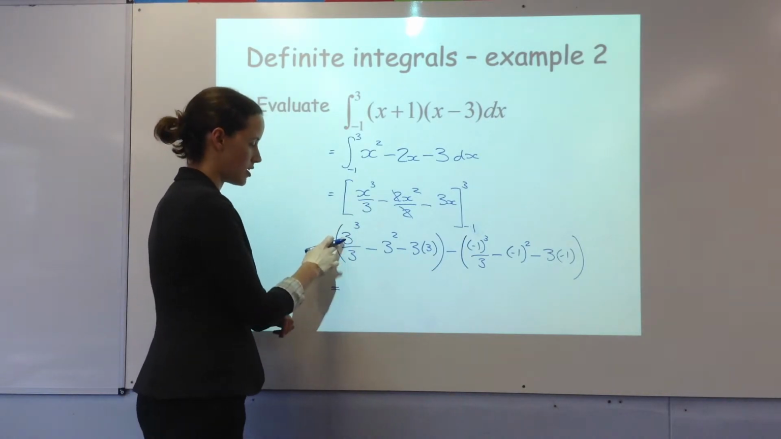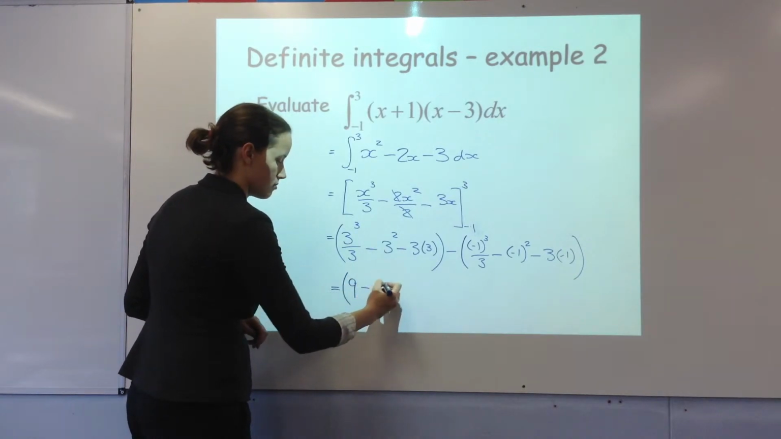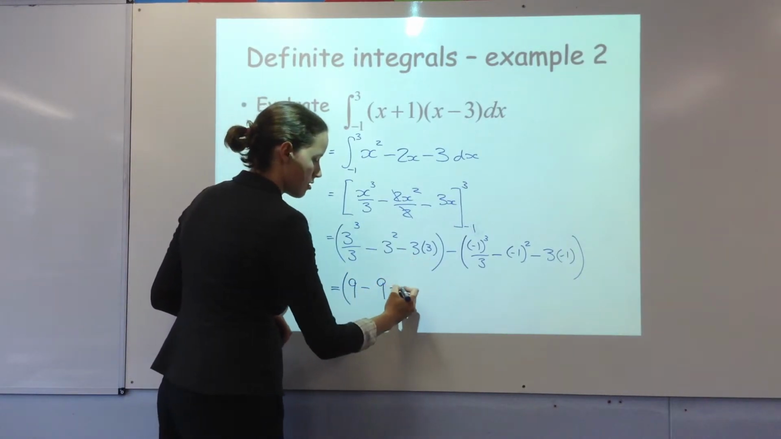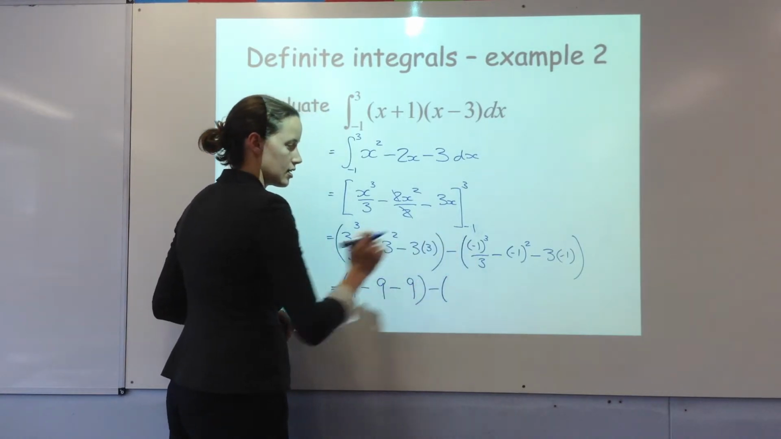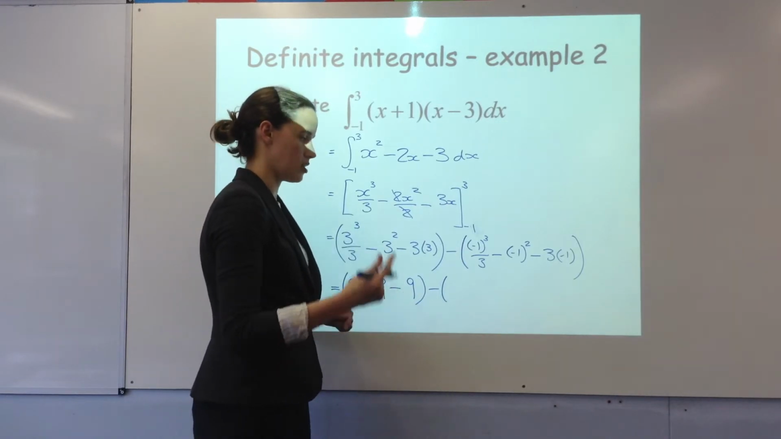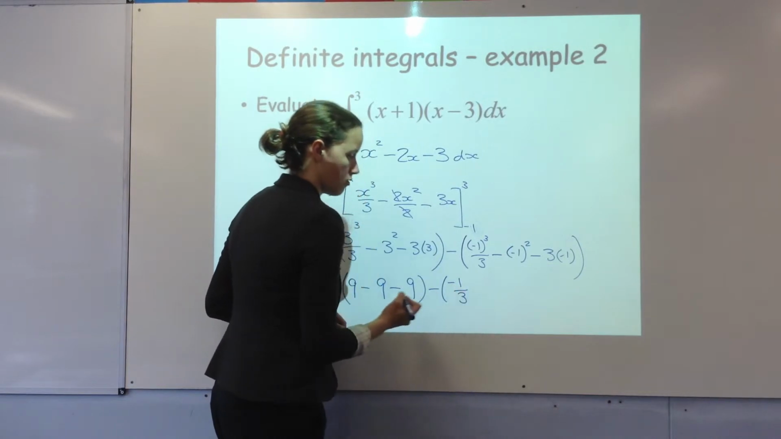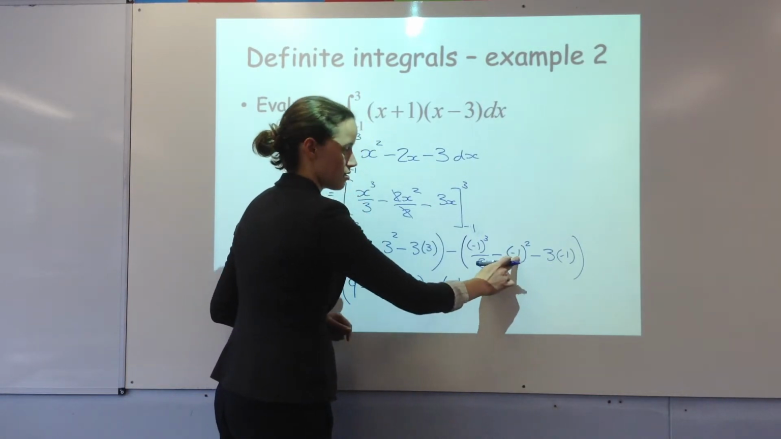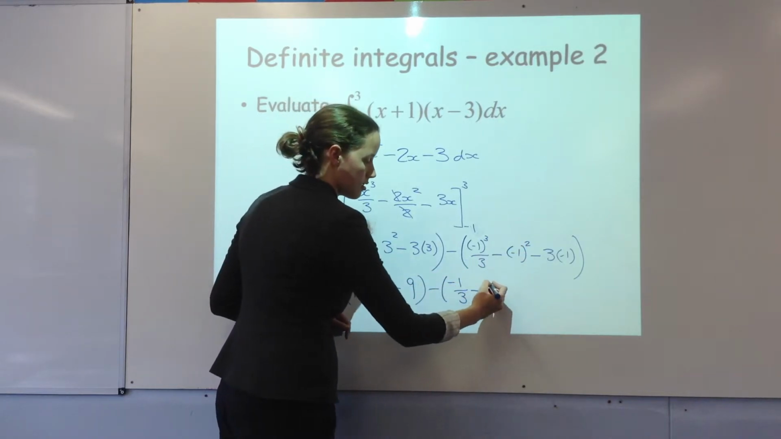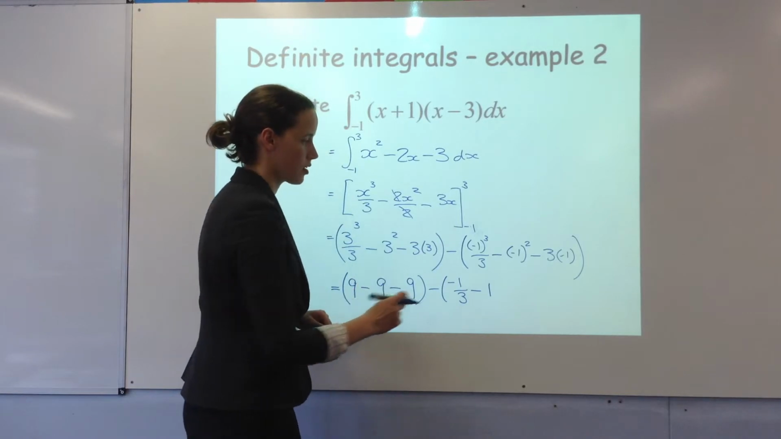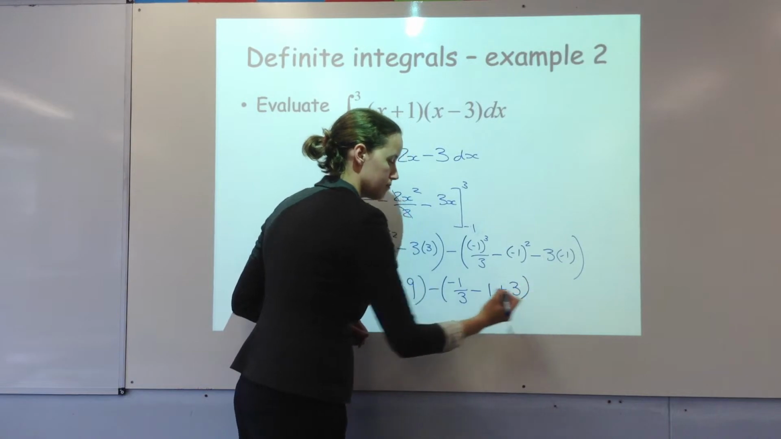3 to the power of 3 is 27, divided by 3 is 9. Minus 9, minus another 9. Negative 1 cubed, negative 1 times negative 1 times negative 1, is going to give us a negative. Negative 1 over 3 minus negative 1 squared. Well, that will be a positive, but I'm still minusing it, so it's going to be negative 1, minus 1. And I've got minus 3 times by negative 1, which gives me 3.